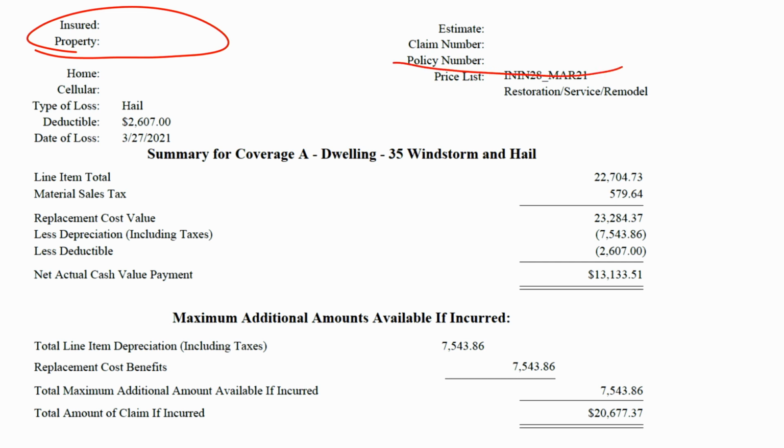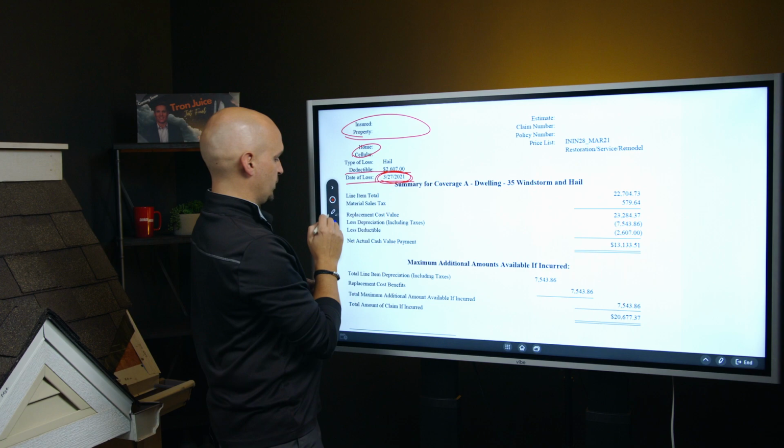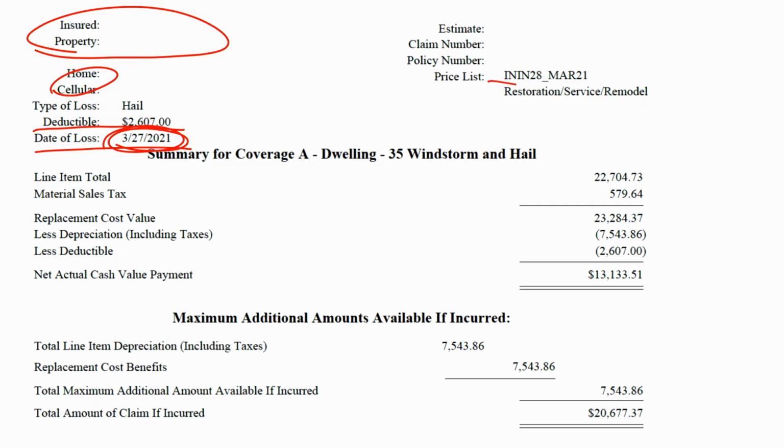We have the estimate and claim number and policy number here. We have phone numbers, we have deductibles, we have dates of loss. Again, this is an important date when it comes to getting the repairs completed to make sure that that depreciation is released. Over here, we come back to the price list.